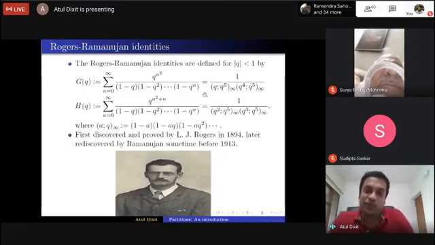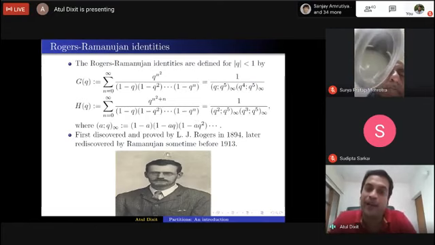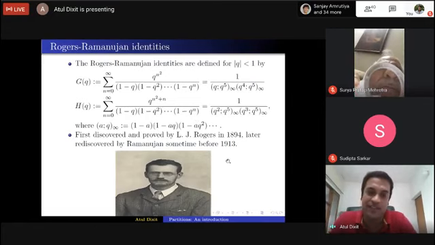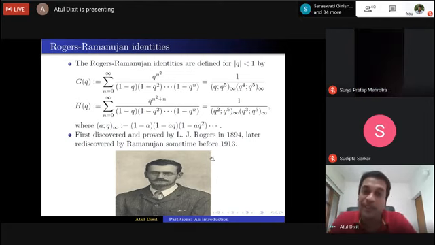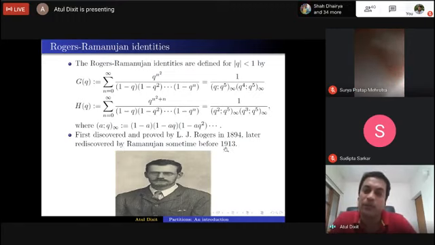These identities were first discovered and proved by L.J. Rogers. Here is a photograph of Rogers, an English mathematician. And they were rediscovered by Ramanujan before going to England, sometime before 1913. But Ramanujan did not have a proof at that time. And there is a very interesting story.